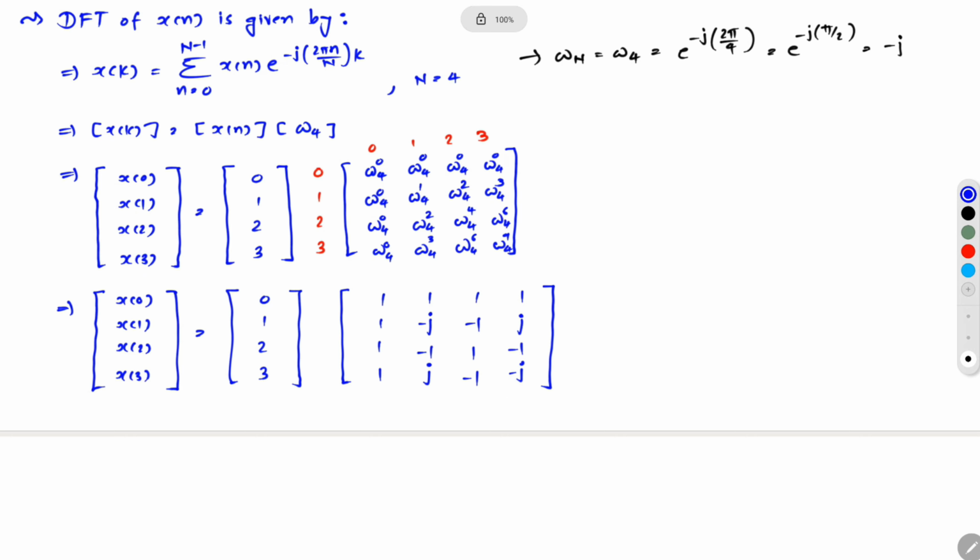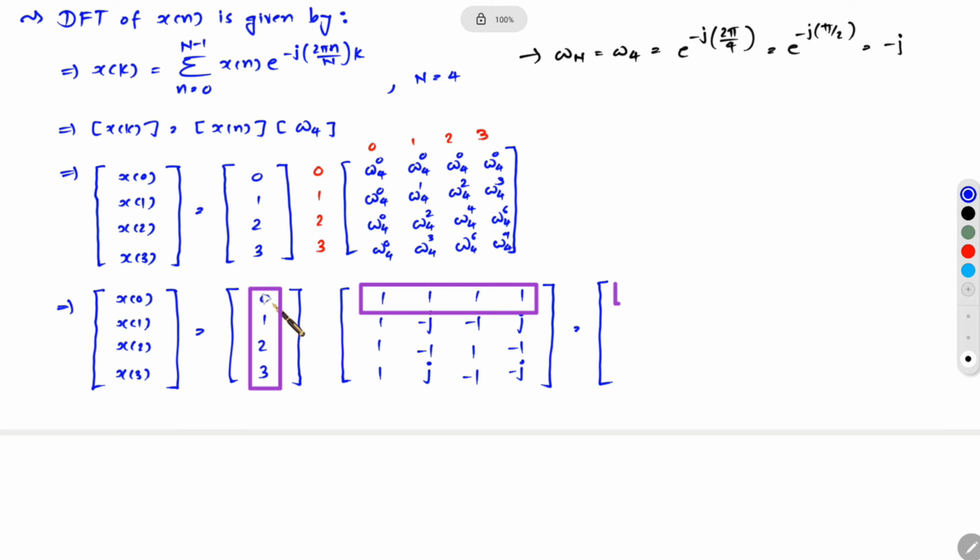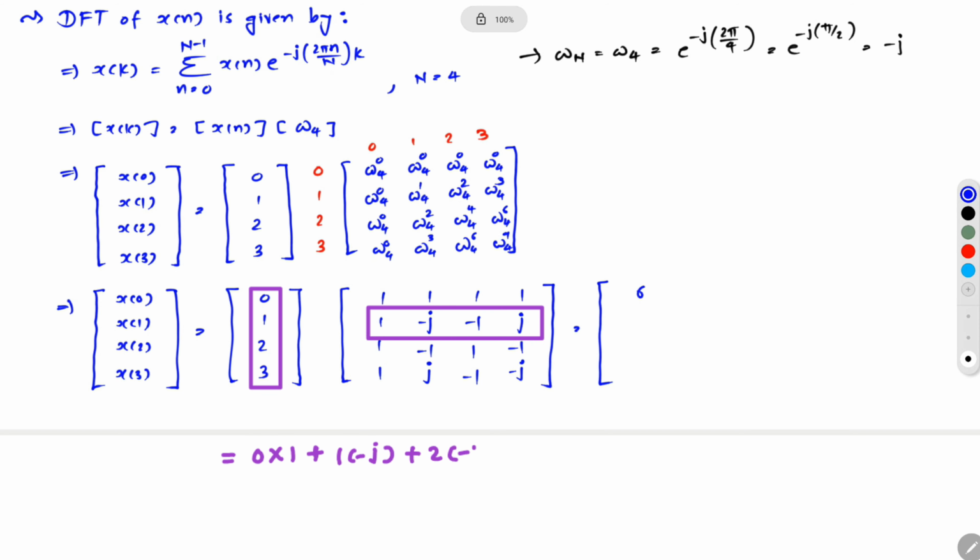Now we need to calculate these elements. So here let us identify the first element. See, this first element will be this column into first row. So that will be effectively 0 plus 1 plus 2 plus 3, so that has to be 6. Now the second element will be this column into second row. So that will be 0 into 1 plus 1 into minus J plus 2 into minus 1 plus 3 into J. So that will be minus 2 plus J2.